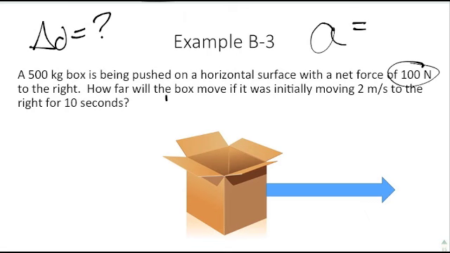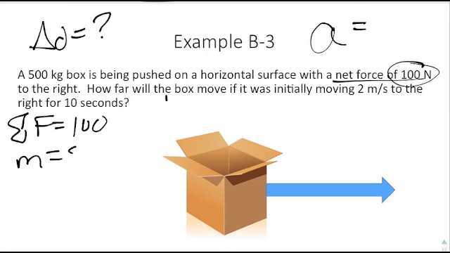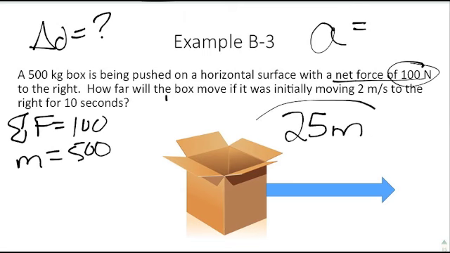So the first thing we want to do is we want to solve for the acceleration. We are given the net force, which is our sum of the forces. We are given the mass, which is 500, and we should be able to solve for the acceleration at that point. Take the acceleration, plug it into the kinematics equation, and you should be able to say that the box will travel 25 meters in that 10 seconds.